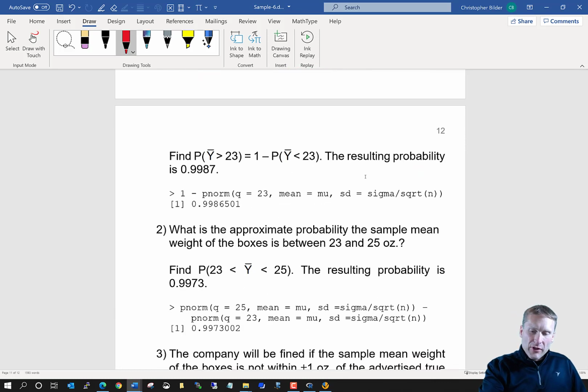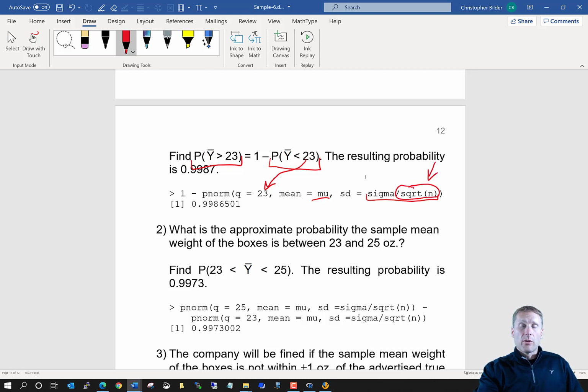Now, to find this particular probability, remember, if we are going to use the pnorm function in R, we have to look at a complement instead. So we find 1 minus the probability of y bar less than 23. So we put 23 in there for the quantile. We put what that mu should be. And also we put in what the standard deviation should be. Note that a big mistake that students often make is that they forget that square root of n right there when we're dealing with the central limit theorem. Our probability is indeed very, very close to 1.